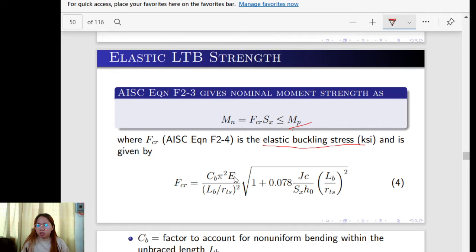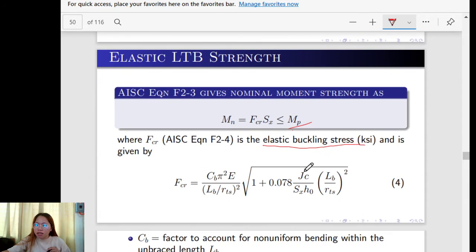C sub B, pi squared E over the quantity L sub B, the unbraced length, over r sub ts, squared, times the square root of 1 plus 0.078 times J, the torsional constant, divided by the elastic section modulus times h sub o, where h sub o is the distance between the flange centroids, equal to d minus t sub f, times the quantity L sub B over r sub ts, squared.